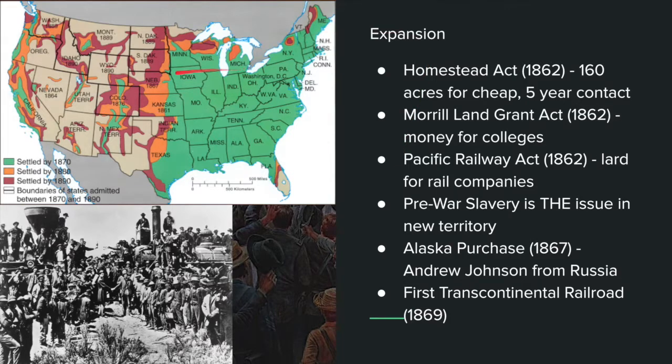Now, as we expand, pre-war, slavery is going to be the issue for these new territories. Do these new states enter as slave states? Do they enter as free states? What is that going to do to the balance in Congress between free and slave congressmen? That is the main issue, and we'll touch on that in a second here.